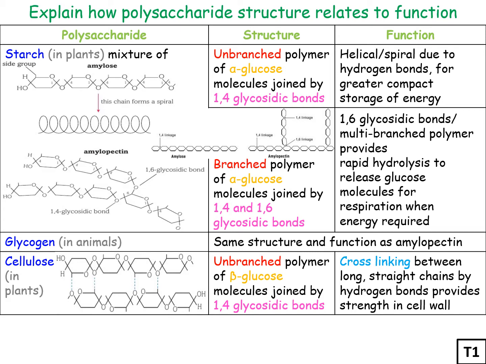Starch also contains amylopectin, and amylopectin has a branched polymer of alpha glucose molecules joined by both 1,4 and 1,6 glycosidic bonds. And those 1,6 glycosidic bonds or multi-branch polymers provide rapid hydrolysis. So in other words, you can break those 1,6 glycosidic bonds by hydrolyzing them, and that releases glucose molecules that could then be used to do more respiration so that more energy can be released.